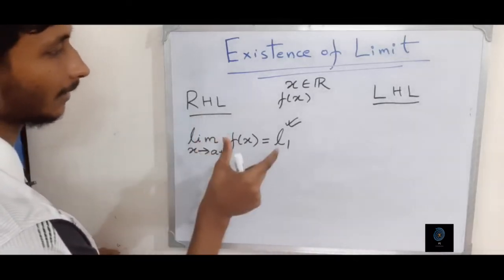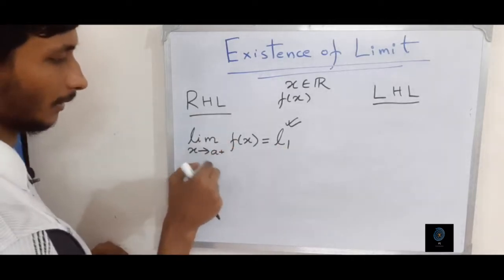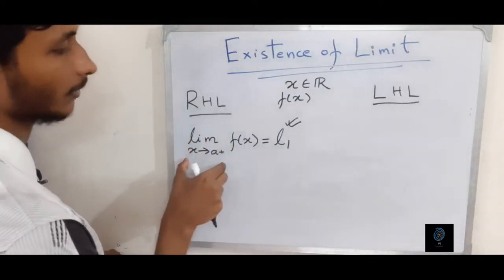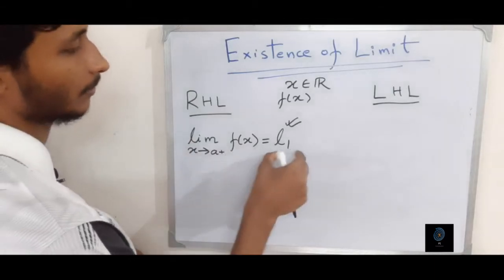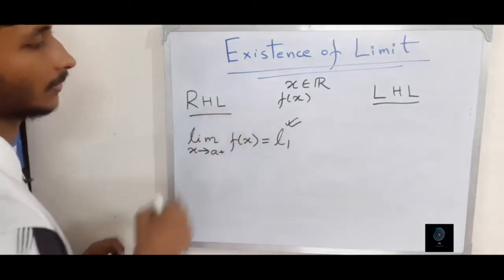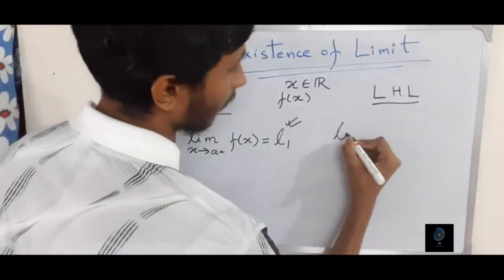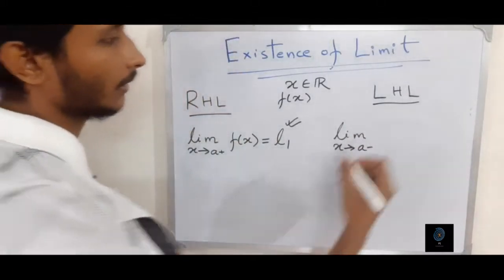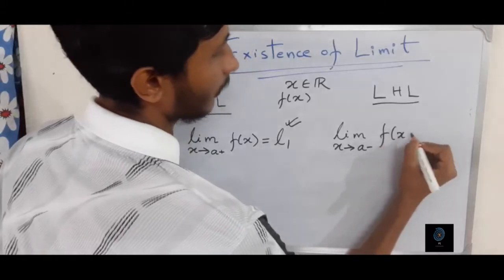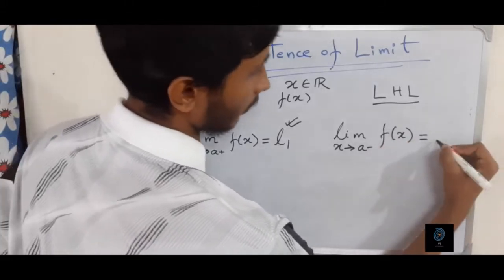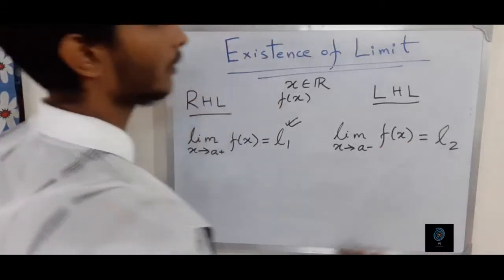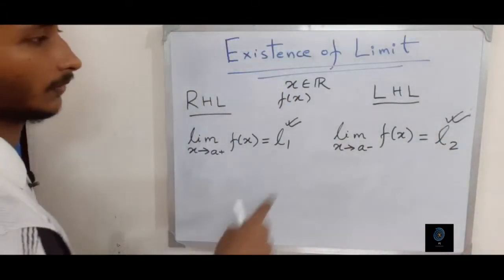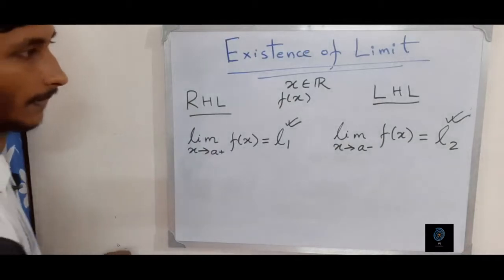If you call it right hand limit, then you need not say that x tends to a plus, because when x tends to a from the right hand side, if f(x) approaches L1, then this L1 is called the right hand limit. Similarly, when x approaches a from the left hand side, if f(x) approaches L2, another constant, this L2 is called the left hand limit of the function f(x).